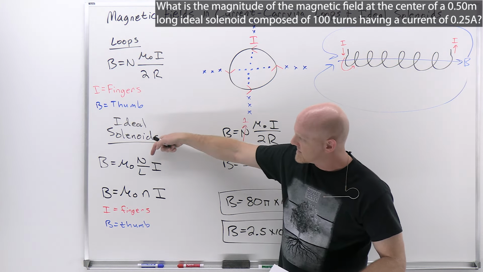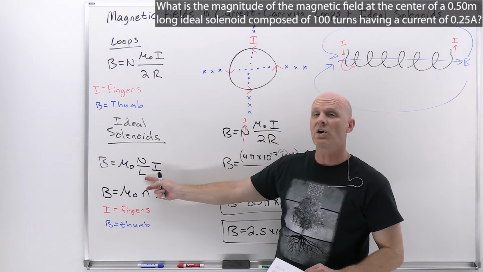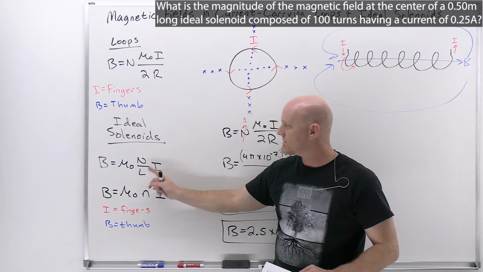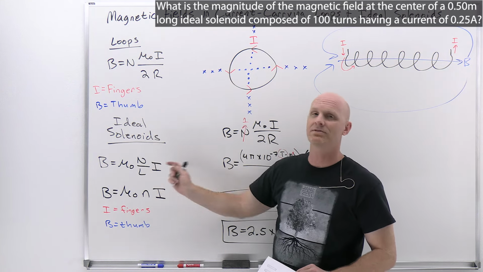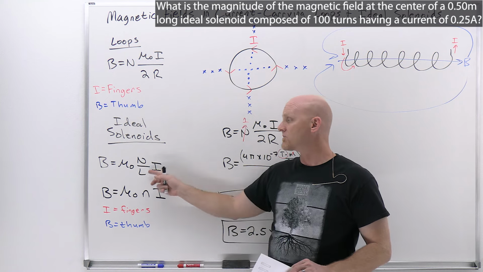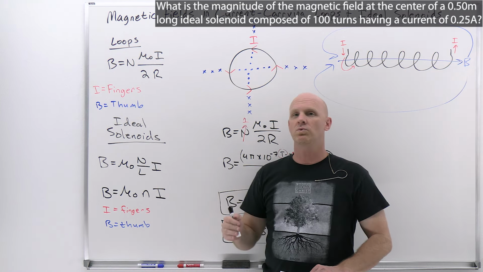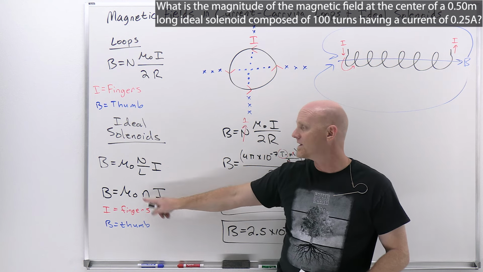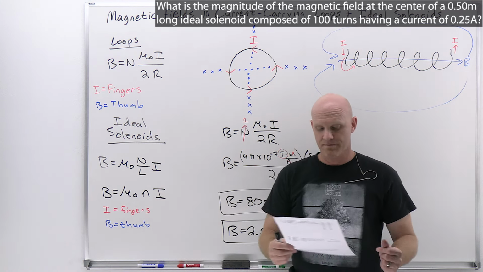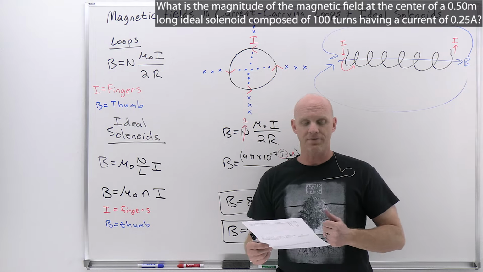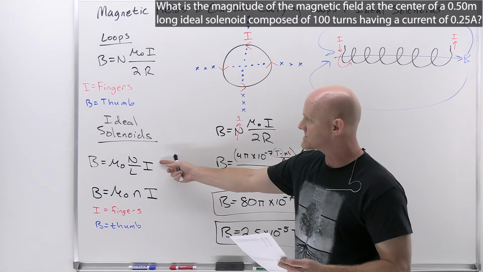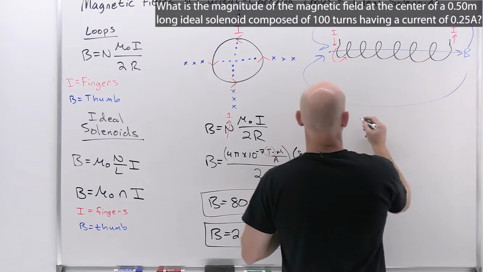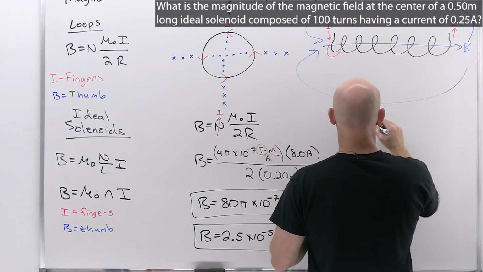In this case, the number of turns and the entire length of the solenoid might be given, or you might be given them as a combination, the number of turns per length. You might not actually know the absolute length or the number of turns, but if you know that it's 100 turns per meter or something like that, you can plug that in as this lowercase n right here. But in this problem, both the absolute length and the total number of turns are given. We'll plug them right into this top formula.